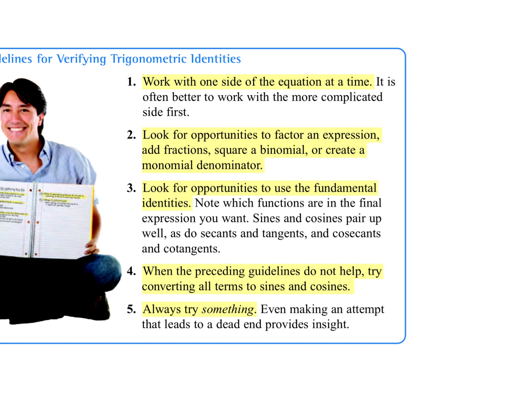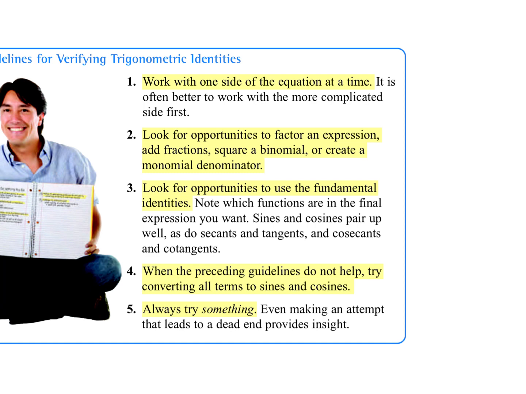You want to look for opportunities to factor an expression, add fractions, square a binomial, create a monomial denominator. What is a monomial denominator? How many terms if it's a monomial? 1. If you have something plus something in the denominator, you want to try to make it into a 1 term so then you can work with it a little easier. You want to use opportunities for fundamental identities, meaning if something is squared and it's attached to a plus or minus 1, look at the Pythagorean. If it's a reciprocal, change it to cosines and sines, stuff like that.